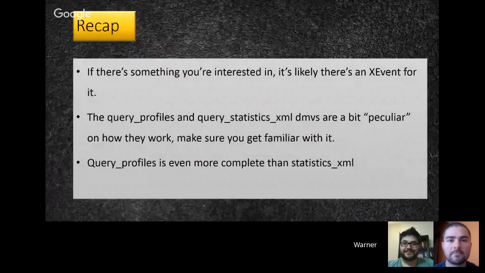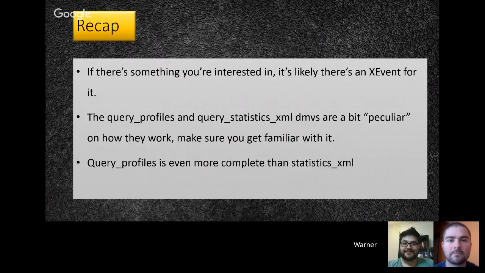So recap, remember demo number 1, every single wait event of a particular session, we can find out what it is. Demo number 4, we can see even the size and how many IOs a particular session did. So that is how detailed extended events can get. If there's something you are interested in, it's very likely that there's an extended event for it. Now, if you want to analyze a query to the deepest level and see how it's progressing, you can use those 2 DMVs that I showed, Query Profiles and Query Statistics XML. They are a bit peculiar in how they work. Make sure you play around with it.